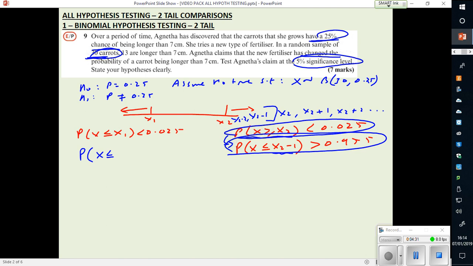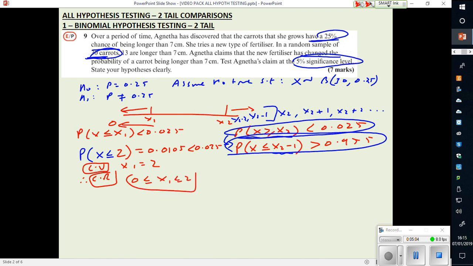So we look down our list and we're looking for the first value x1 that will give us less than 0.025. So it looks to me like it's 2, so I'd write P(X less than or equal to 2) equals 0.0105, which is less than 0.025. So we've got a critical region already, because our critical value x1 is 2, and remember it's 0 to x1, so 0 to 2 is our first critical region.